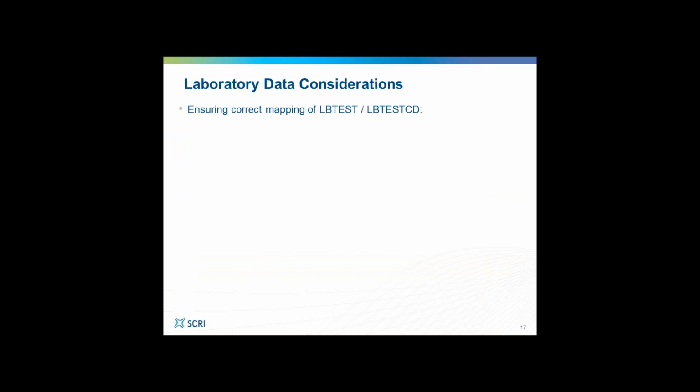With lab data, it causes a lot of challenges, actually, not just because of this horizontal versus vertical structure. One of the other things you need to make sure is there's a correct mapping of the LB test and LB test CD. First of all, there needs to be a one-to-one correspondence between the test and the test CD. The reason why is because this is part of the SDTM compliance check. So if you have one test but multiple test CDs, you will get an error. Or vice versa, if you have one test CD but multiple tests, that will cause an error as well.